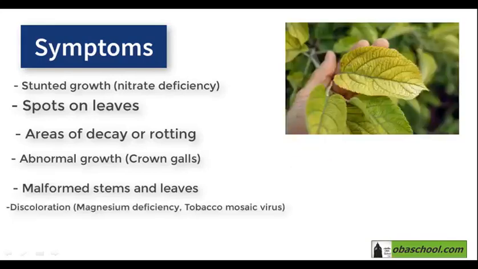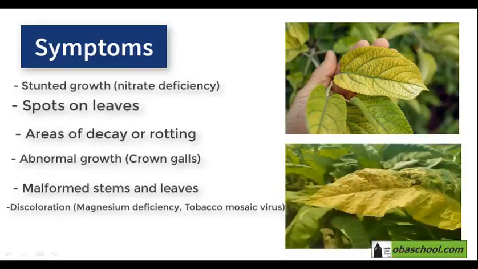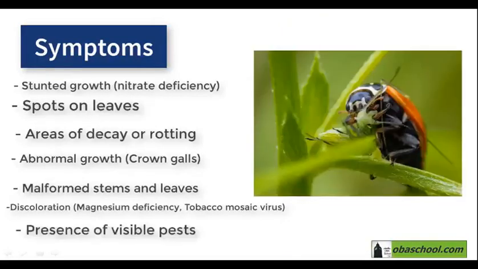If we see discoloration, if this is yellowing, we relate this to magnesium deficiency, which causes chlorosis. And if we see mosaic patterns, we relate this to tobacco mosaic virus. We talked about this in the viral infections part of the chapter. And also the final symptom is presence of visible pests like aphids or caterpillars.